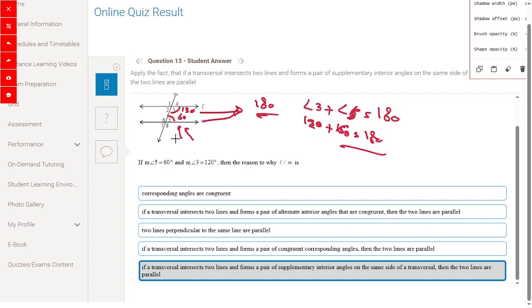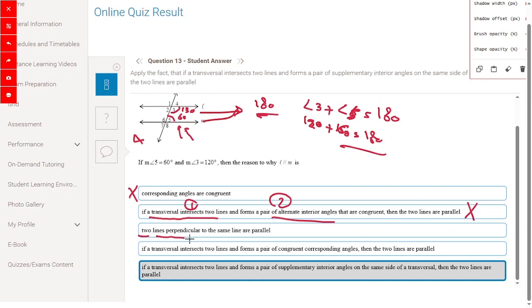We don't have any corresponding angle in this question, so wrong answer. If a transversal intersects two lines, this is condition number 1, and forms a pair of alternate interior angles, this is condition number 2, but this condition is not mentioned here. Here we are talking about interior angles, not alternate interior angles. So this answer is right, but not for this question. Okay, so this is a wrong answer.